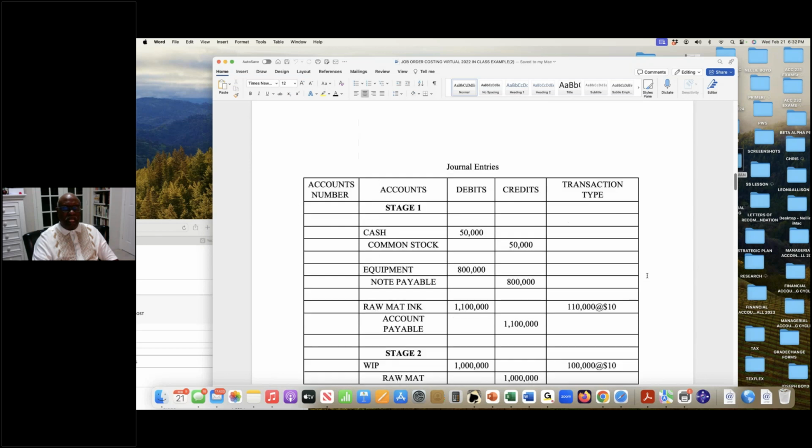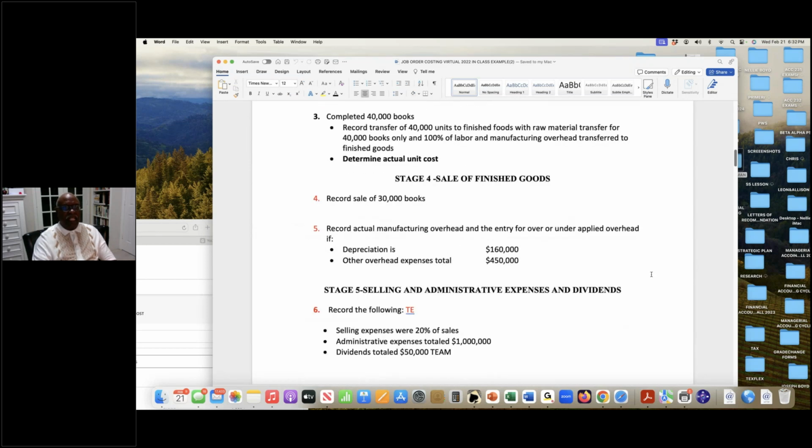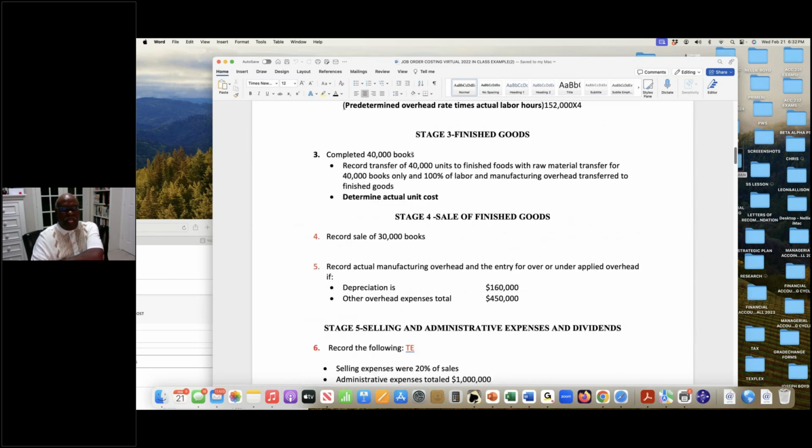In stage 3, where we finished last time, we said we completed 40,000 books. Since we were supposed to make 50,000 and we only completed 40,000, we would charge out all of the labor and manufacturing overhead, but only 80% of the raw materials.